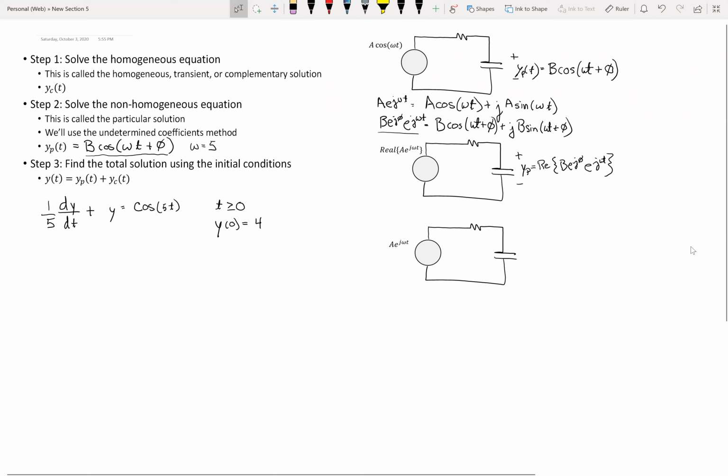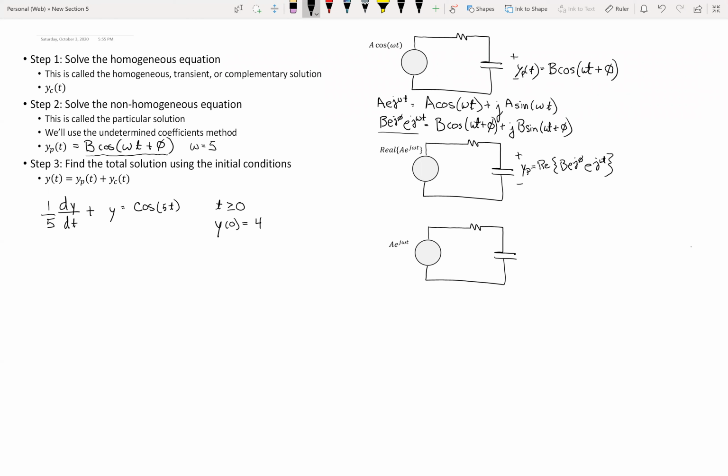Okay, so let's look at an example. Suppose I have this system, 1/5 dy/dt plus y equals cosine 5t for t greater than or equal to 0, and I have this initial condition that y(0) is equal to 4.